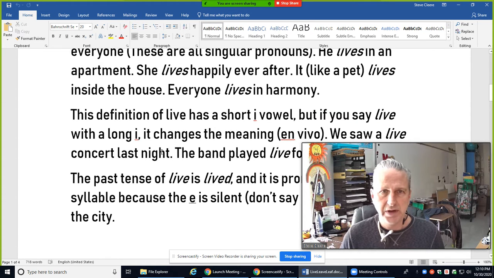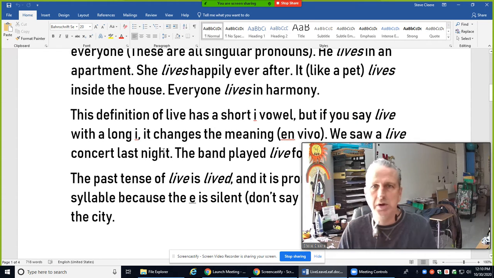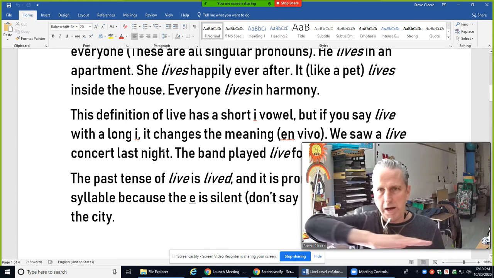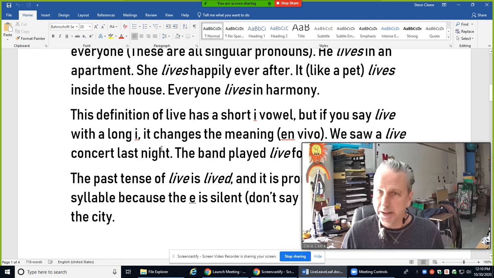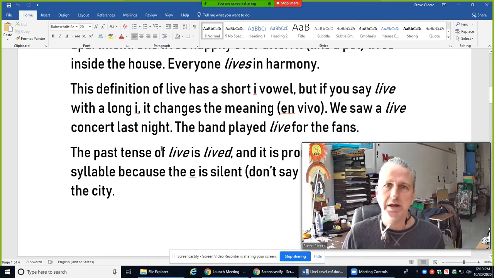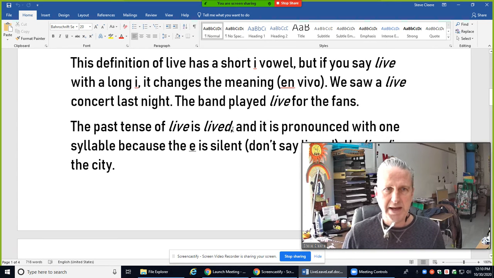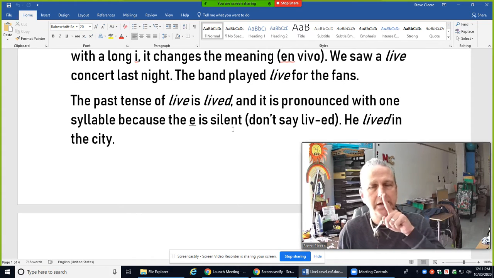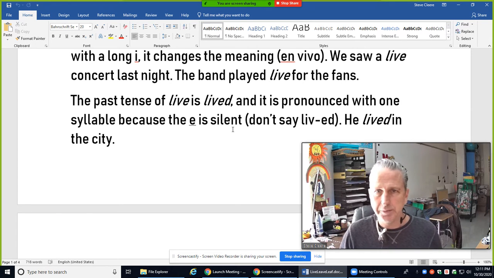This definition of live has a short I vowel. But if you say live with a long I, it changes the meaning, like in vivo in Spanish. We saw a live concert last night. The band played live for the fans. Past tense of live is lived, and it's pronounced with one syllable because the E is silent. So don't say livid, one syllable. Lived. He lived in the city.